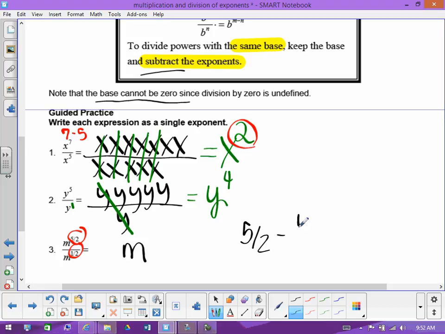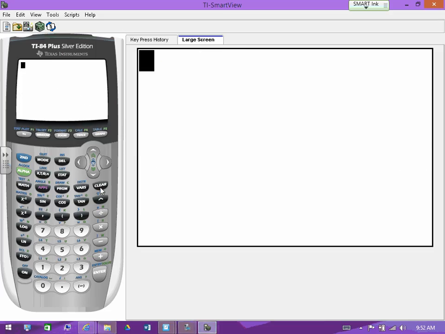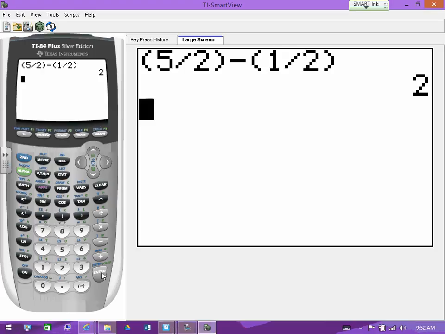4 over 2 minus 1 over 2 equals 4 over 2. What's 4 divided by 2? 2. You can do that in your calculator. If you have 5 over 2 minus 1 over 2, it gives me 2. Okay, you can have exponents that are fractions.